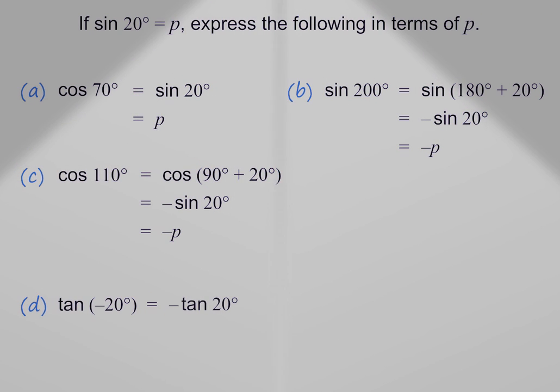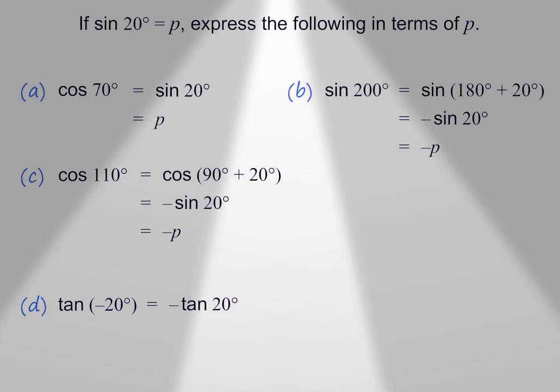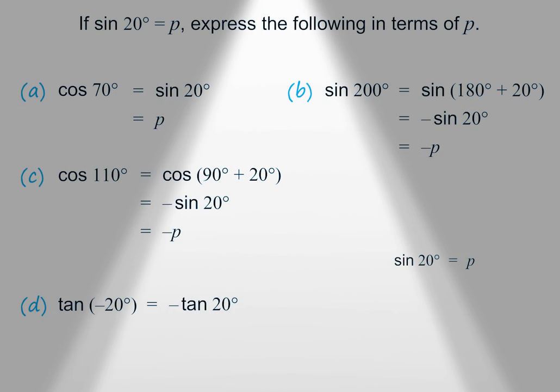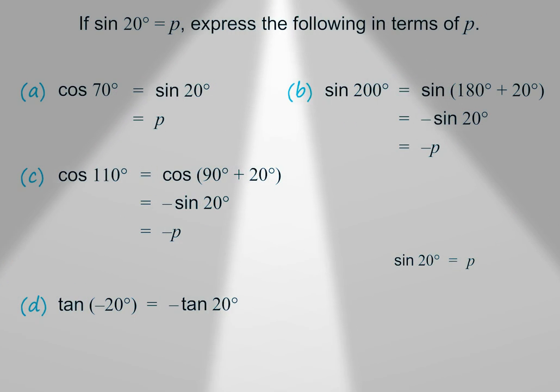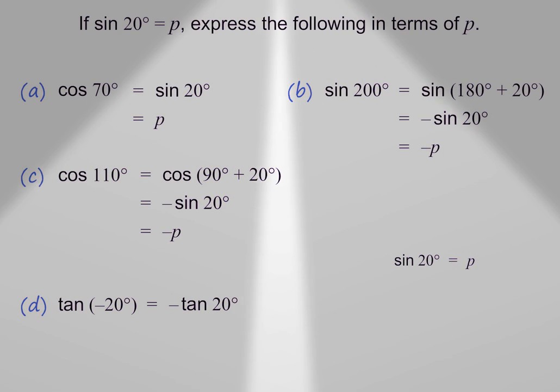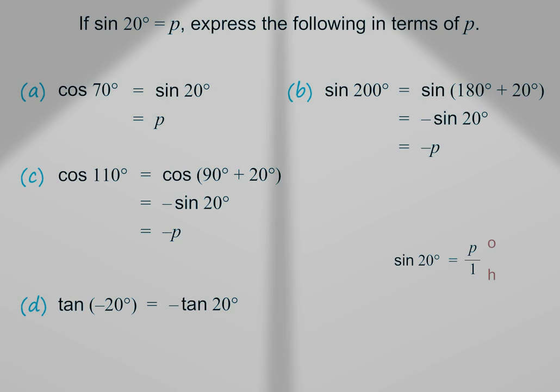To answer part D, we can rewrite tan minus 20 degrees as minus tan 20 degrees. But this does not really help us. Now what? In such cases, we need to draw a sketch, using the given fact that sine 20 degrees equals p. And you need to think of p as p over 1. Sine is the ratio opposite over hypotenuse, which means that our sketch will look like this.